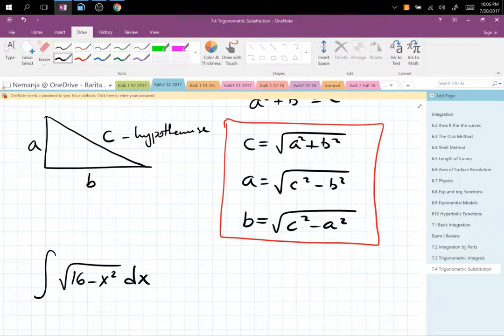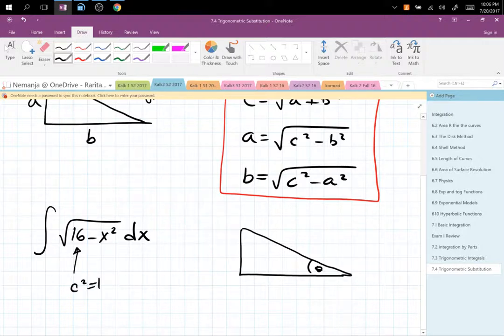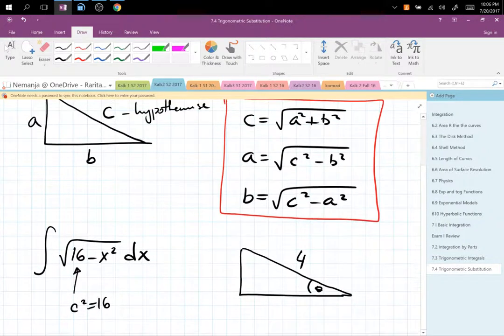And this is what I do. When I see a problem which has this difference of squares, you can set up a triangle with the angle theta in one of the corners. And then I say, I have a minus sign, which means that the 16 is a c squared, which means the number 4 goes on the hypotenuse. Did that make sense? Can I make it b or a?